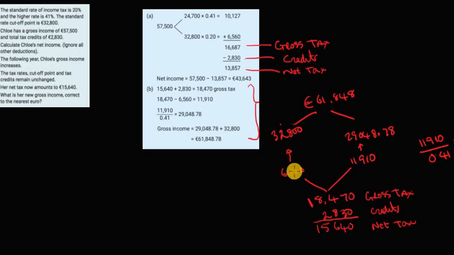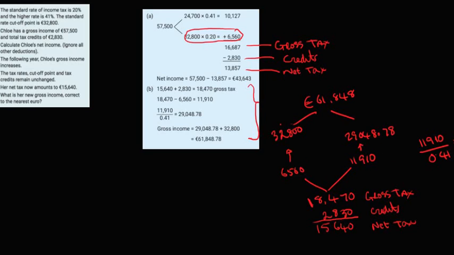We divide our gross tax up into the bit that was at 20%, which is 6,560. That side will remain the same. That doesn't change because that was all at 20%. So in our new increased salary, that's not going to be affected. So we get 32,800 here. And then in order to get the 11,910, I subtract the 6,560 from here because these two have to add up to 18,470. I get 11,910.